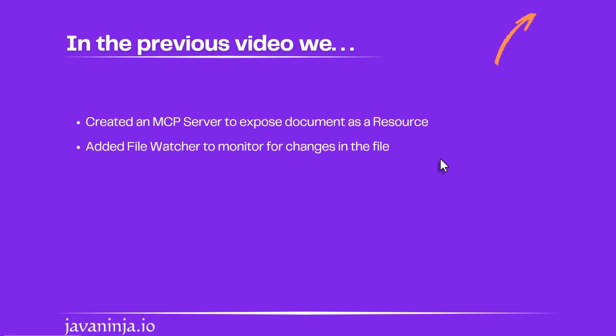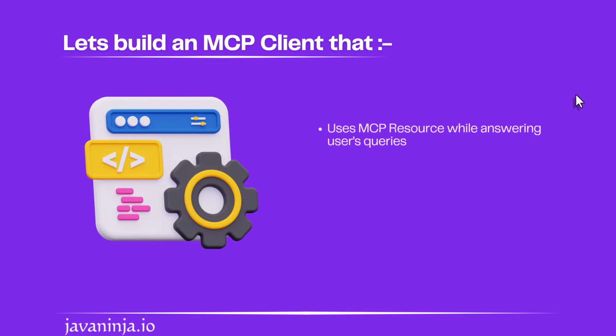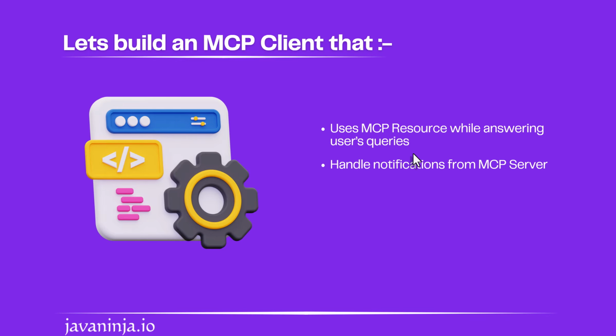We had also created a file watcher which used to monitor that file for any modifications. And if any modification was done, it used to trigger a change notification from MCP server. In today's video, we are going to be creating an MCP client which is going to use the resource which was exposed by the MCP server. We will also be handling the notifications which are getting sent from the MCP server.